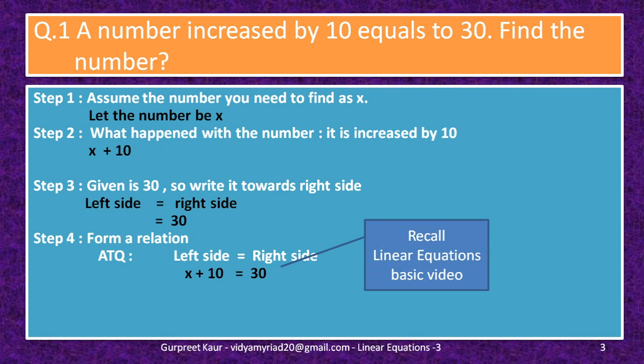You must recall the linear equations basic video. Those of you who have not seen that, please click on the I button and revise that. To solve this further, we will do x is equal to 30 minus 10. So, x is equal to 20. So, what is my number? 20. When I add 10 to this number, I should get 30. Now, see, 20 plus 10 is equal to 30. That means my answer is correct.